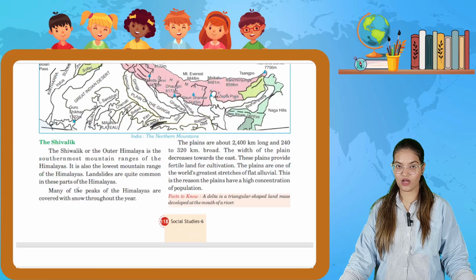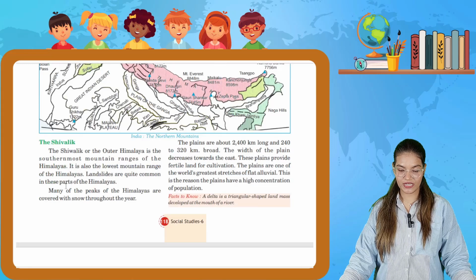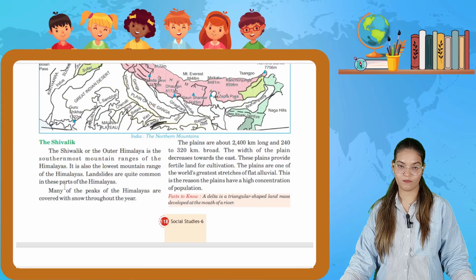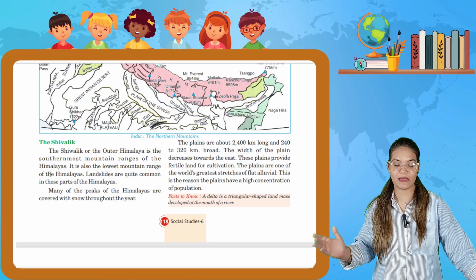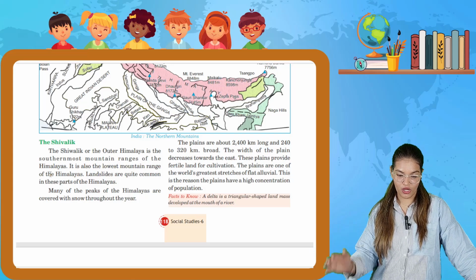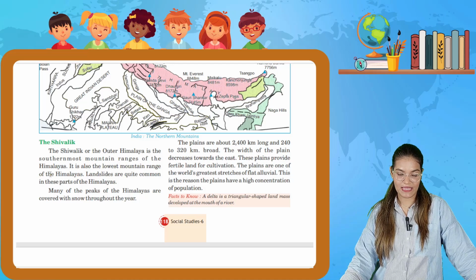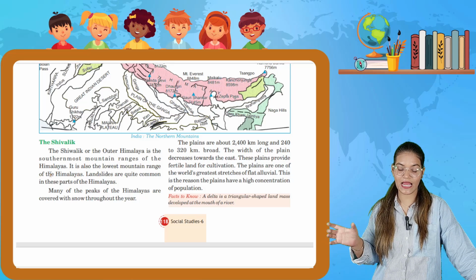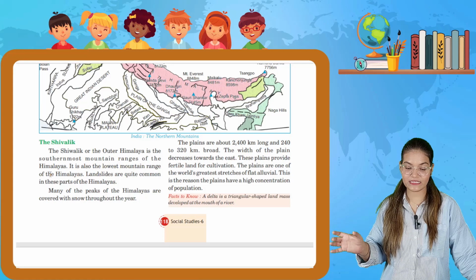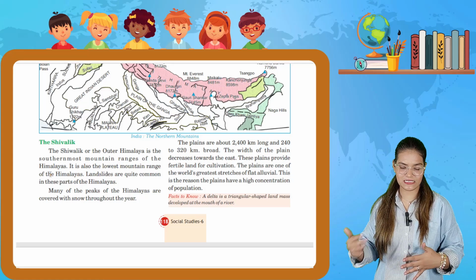The Shivalik. Now we will read about the Shivalik. The Shivalik or the outer Himalaya is the southernmost mountain range of the Himalayas. It is the lowest mountain range of the Himalayas. Landslides are quite common in these parts of the Himalayas.